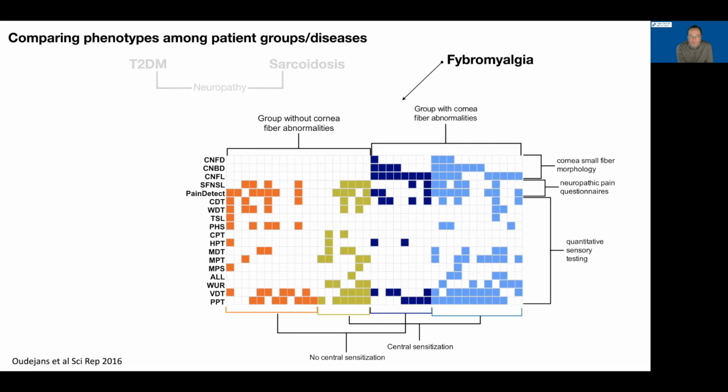What you can see here is that we have subpopulations of patients with central sensitization or no central sensitization, and we have patients with and without corneal confocal fiber abnormalities, which you can see on top. So we were able to phenotype these patients in four distinct groups, and it's our theory that these four distinct patient populations within the diagnosis of fibromyalgia should be treated differently.